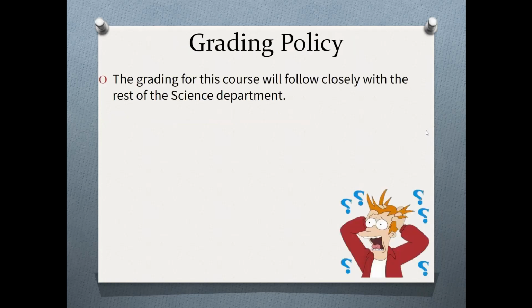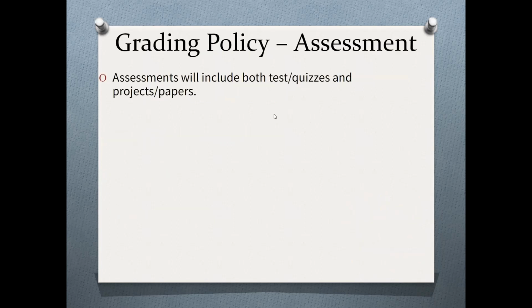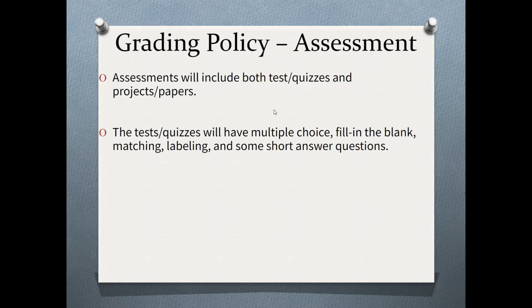The grading policy follows pretty much everything about the science department. Quizzes, tests, and projects are going to account for 70% of the overall grade. Labs are going to be 15%, and participation is going to be another 15%. Assessments include tests and quizzes, as well as projects and papers. Now, the tests and quizzes are going to be mainly multiple choice, fill in the blank, matching, labeling, all that type of stuff, and with some short answer questions.